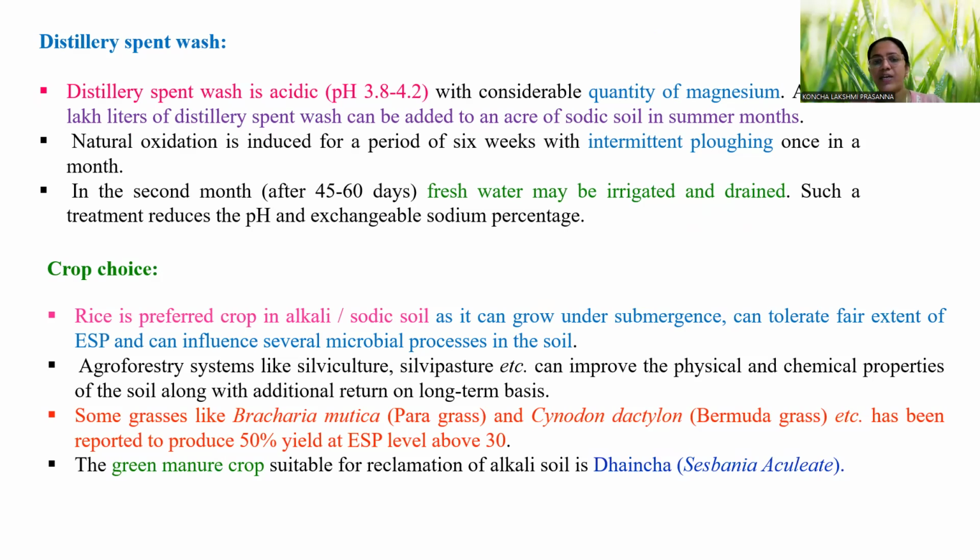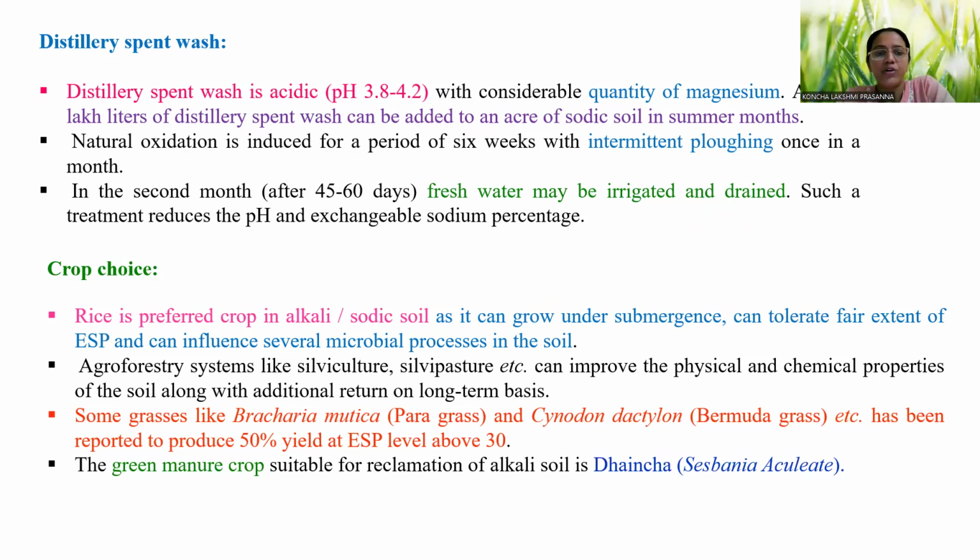Agroforestry systems like silviculture and silvipasture can be done in order to improve the physical and chemical properties of the alkali soil. Some of the grasses, which include Brachiaria mutica, that is the paragrass, and also the Bermuda grass, that is Cynodon dactylon, can also be grown for the reclamation of the sodic soils.